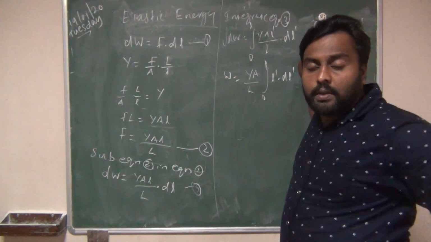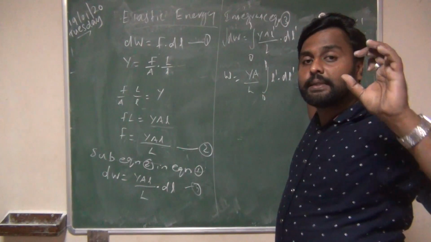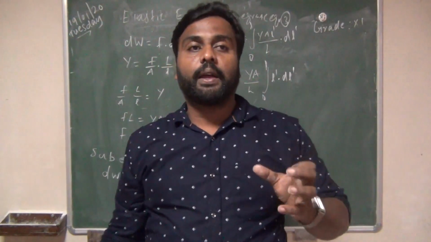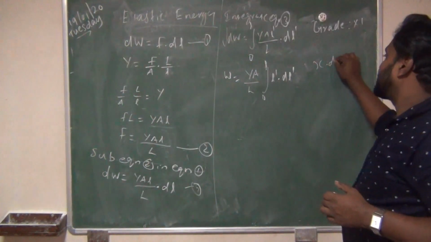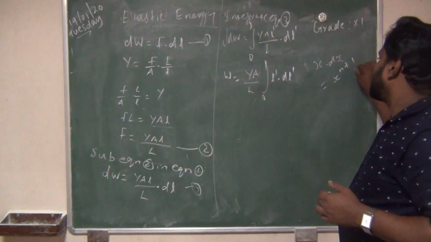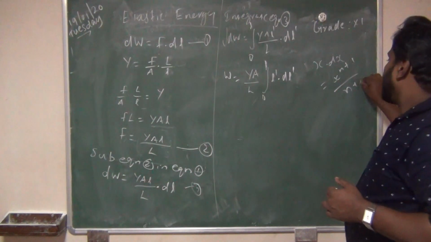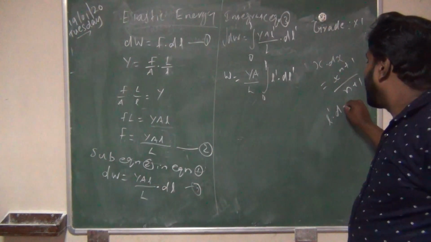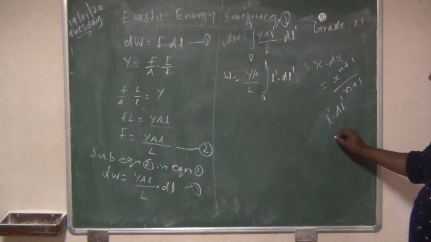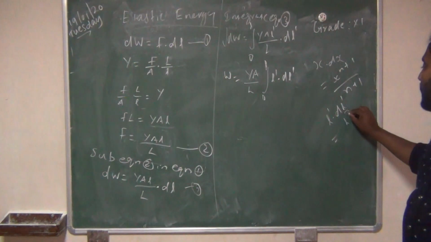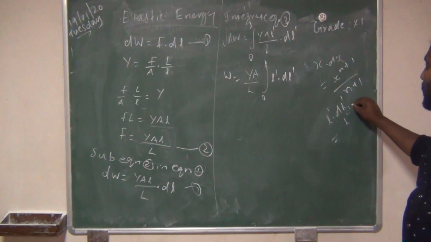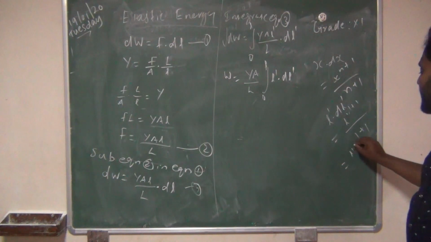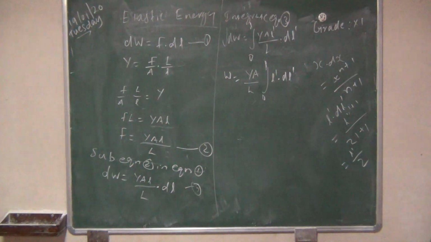l dl. l dl means it is in the form of x dx. We know x dx means what? x power n plus 1 divided by n plus 1. x dx integration is x power n plus 1 divided by n plus 1. So here l dash dl dash, what will come as the integration? It will be l dash power 1 plus 1 divided by 1 plus 1. So l dash square by 2 we will get as the integration.